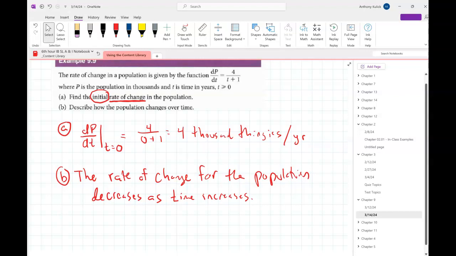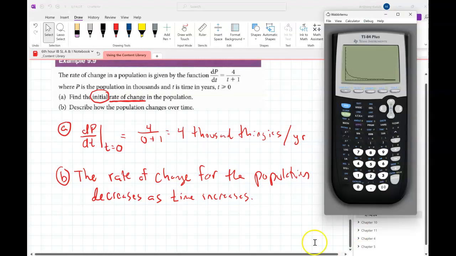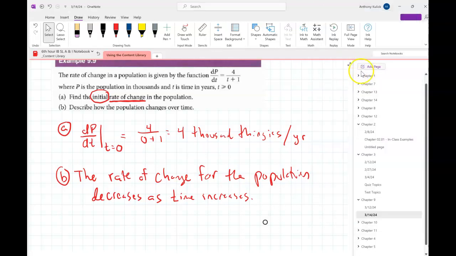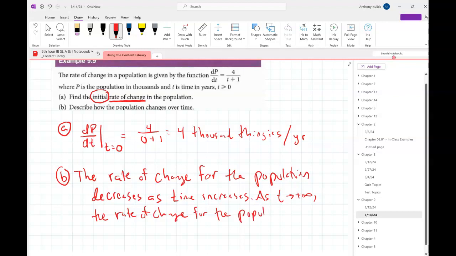What do you notice that's happening, though, eventually to that value for the derivative? It's approaching 0, right? So we can say as t approaches positive infinity, the rate of change for the population approaches 0.